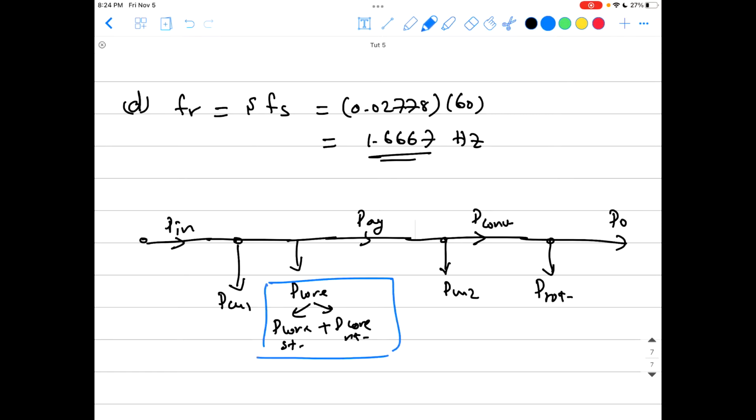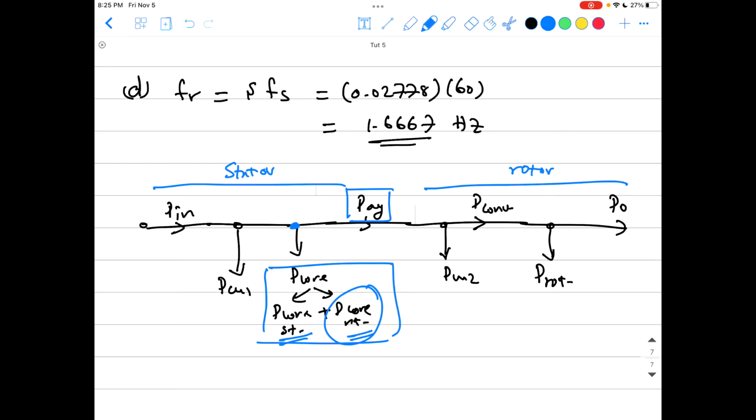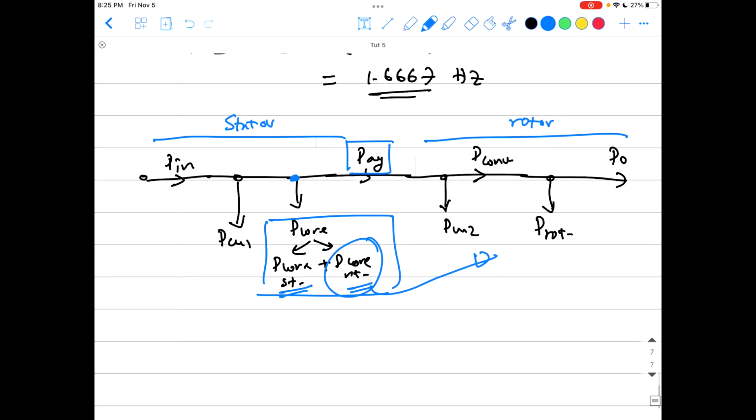Remember when I said the core losses here are just lumped, the stator core losses and the rotor core losses are just added together and put on the stator side here. Okay, I hope you remember. That is the stator side, and that is the rotor side, and between them is the air gap power. So why are we taking the core losses in the rotor and putting them on the stator side, and not leaving them here, for example? Because the core losses in the rotor are much, much less compared to the core losses in the stator, and that's why we can lump them together on the stator side without losing much accuracy.